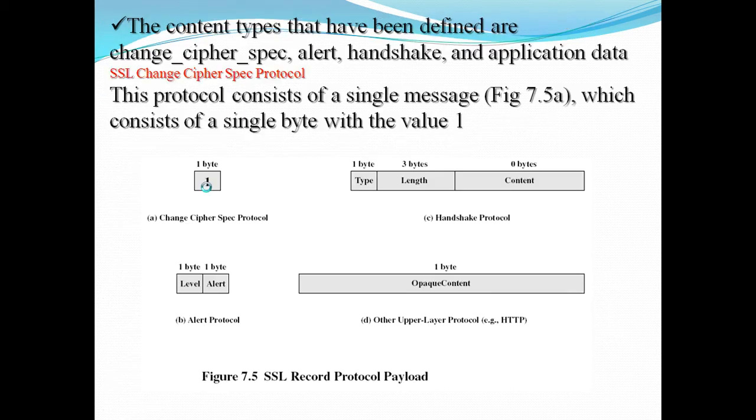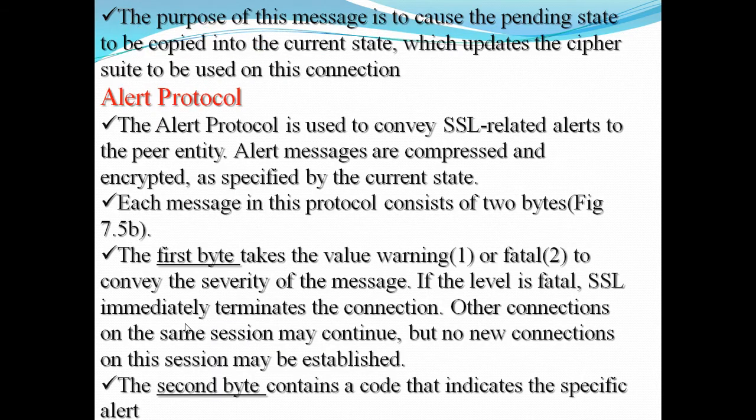You can see the figure in the last slide. The alert protocol has two fields: one is the level, the second one is the alert. That's a 2 byte protocol. The first byte takes the value warning or fatal, which defines what kind of error it is. The second byte is the error itself: the error name or error code is represented there. The first byte represents the type of the error, warning or fatal, to convey the severity of the message.